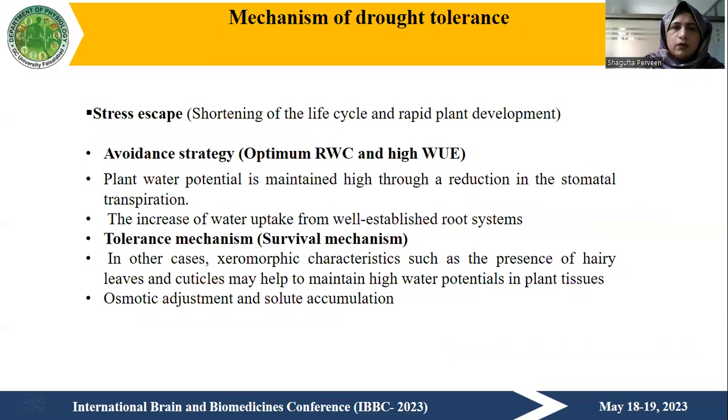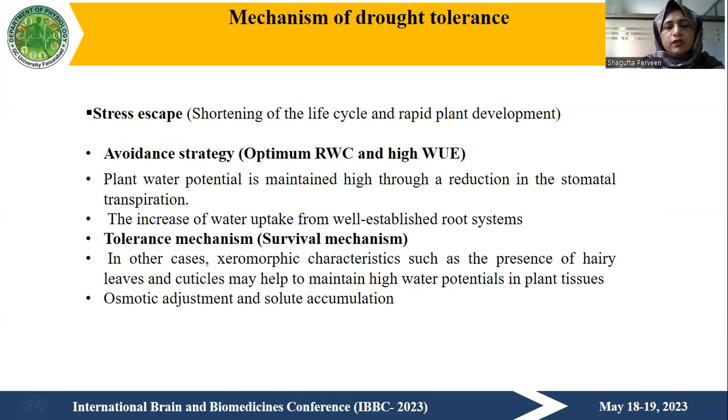Plants cope with stress by adopting different mechanisms. These mechanisms may be stress escape, avoidance strategy, and tolerance mechanism. Stress escape mechanism is due to the shortening of the life cycle and biodegradable development. Avoidance strategy is the retention of optimum relative water content and high water usage.